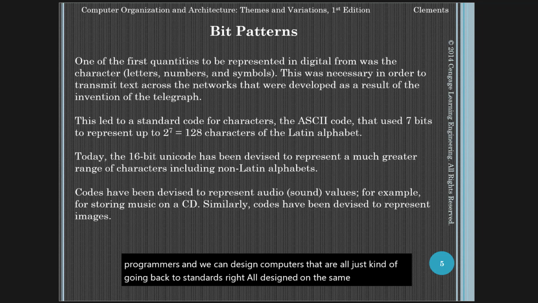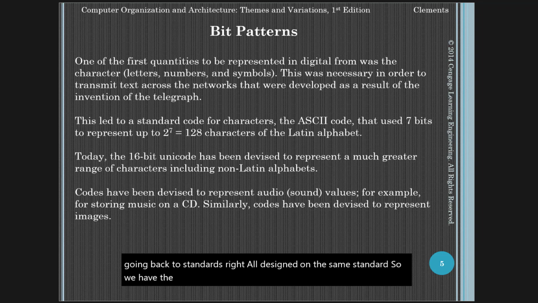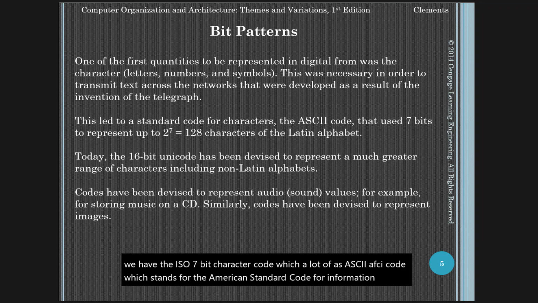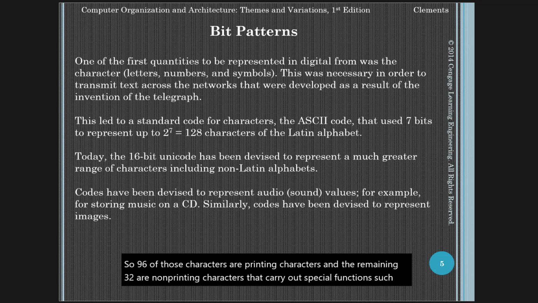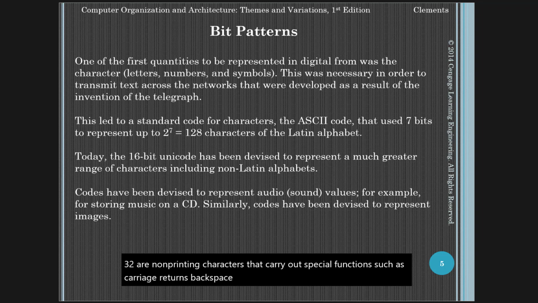So we have the ISO 7-bit character code, which a lot of you know as ASCII, which stands for the American Standard Code for Information Interchange. It represents a character by 7 bits, allowing for 2 to the 7 or 128 different characters. 96 of those characters are printing characters, and the remaining 32 are non-printing characters that carry out special functions, such as carriage returns, backspace, line feeds, tabs. Things that you think about as formatting. They're non-printing characters.